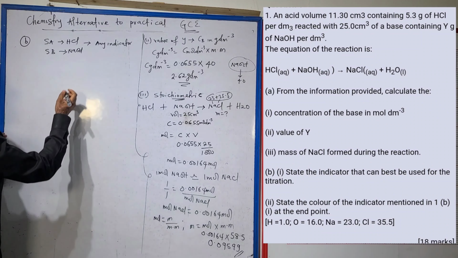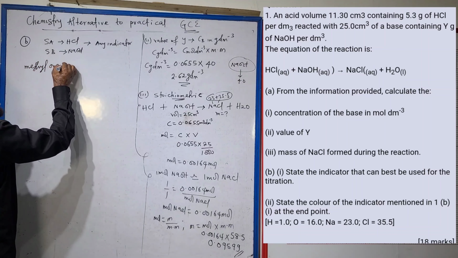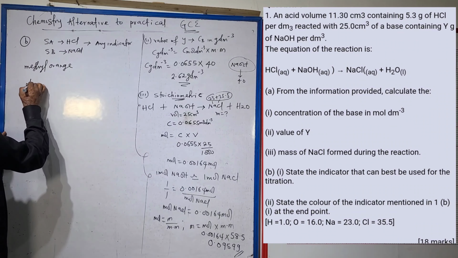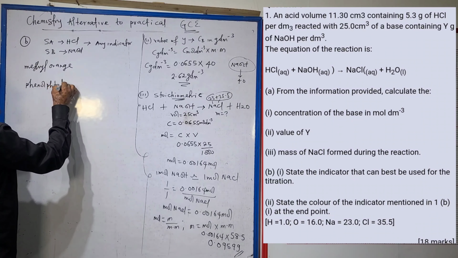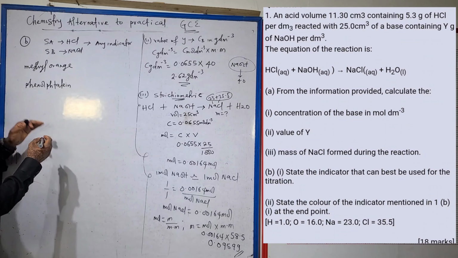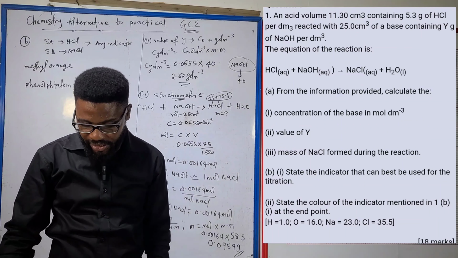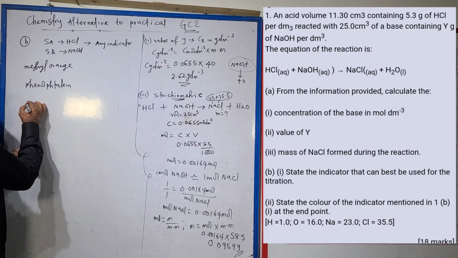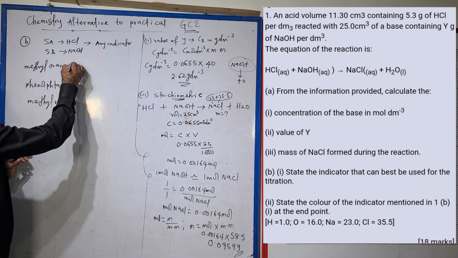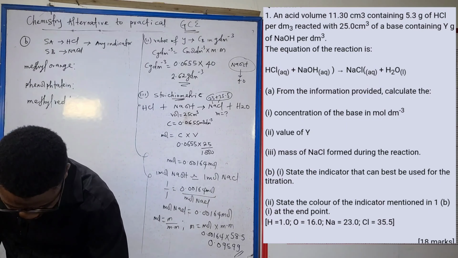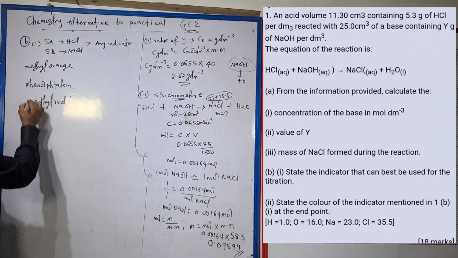The question was, state the indicator that can be used for this reaction. We can use methyl orange, we can use phenolphthalein, because it's a reaction between a strong acid and a strong base. And in fact, we can also use methyl red if we want. That's for B1. State any indicator.